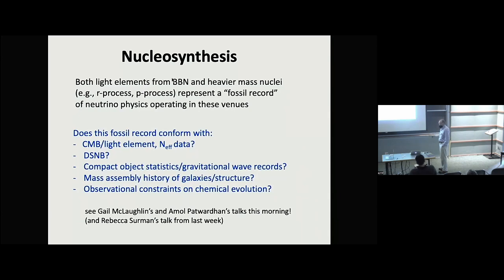Is it consistent with hopefully a measured diffuse supernova neutrino background? Is it consistent with what we're learning from LIGO and Virgo and soon KAGRA on compact object systematics? Is it consistent with what the astronomers and astrophysicists calculate or estimate or measure for the mass assembly history of galaxies and structure? And finally, is it consistent with what the astronomers' constraints are on chemical evolution? So those are the big questions.